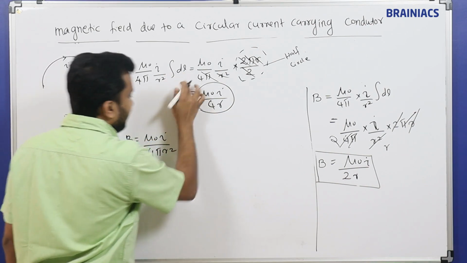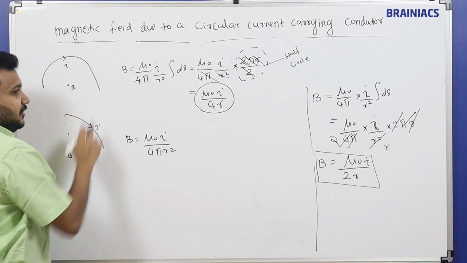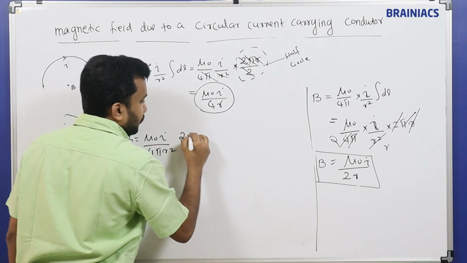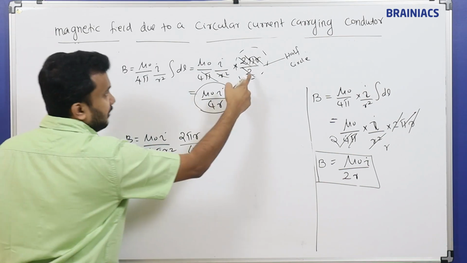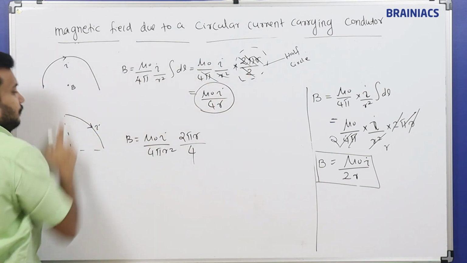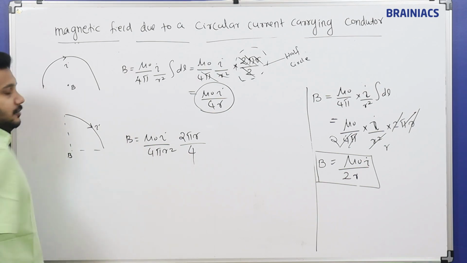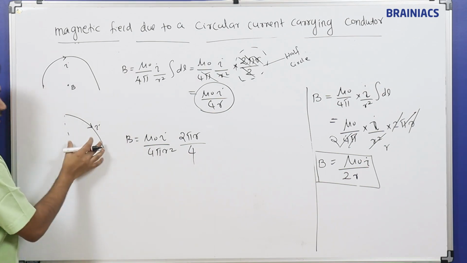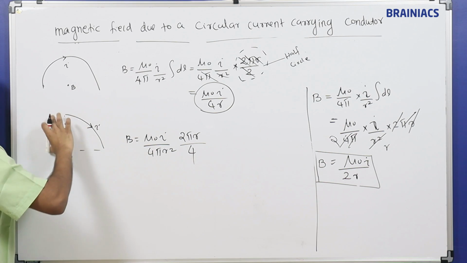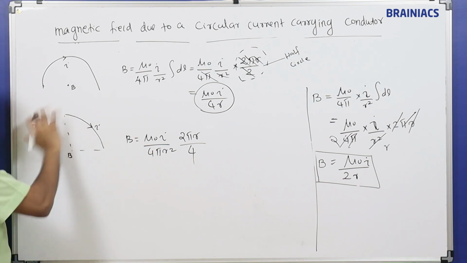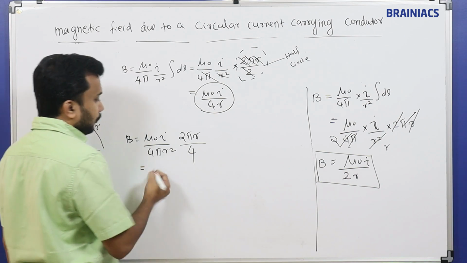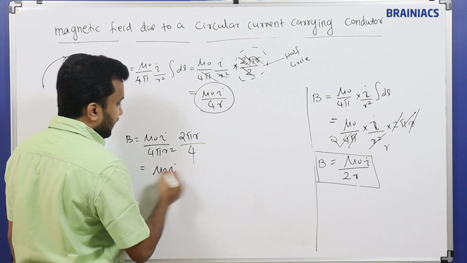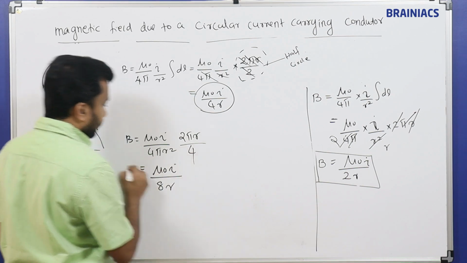what is the integral dl in this case? It is 1 by 4th of the circle. So 2 pi r divided by 4, for a quarter, for 1 by 4th of the circle. If you connect 4 pieces like this, first piece, second piece, third piece, fourth piece, you will get a full circle. So it is 1 by 4th of this one. So what will come? Mu 0 I divided by 8r will come.